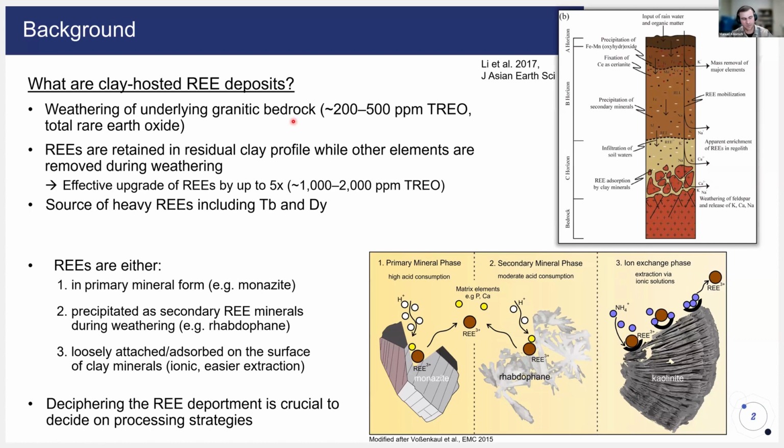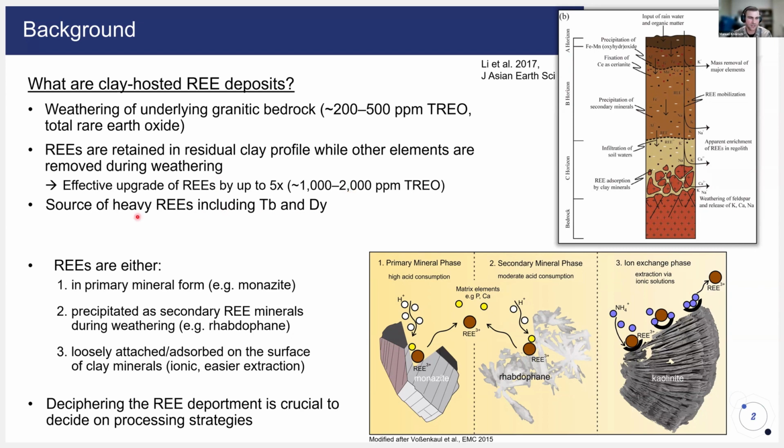All the other rock-forming minerals, like quartz, feldspars and mica, are removed or turn into clay minerals. In the end, what's left is just the clay minerals, but the rare earth stay there. By removing all the other constituents and effectively keeping the rare earth, it leads to an upgrade by depletion of up to 5 times. So the grade of those deposits would be around 1,000 to 2,000 ppm TREO. That's what we see in those drill intervals and in the deposits.